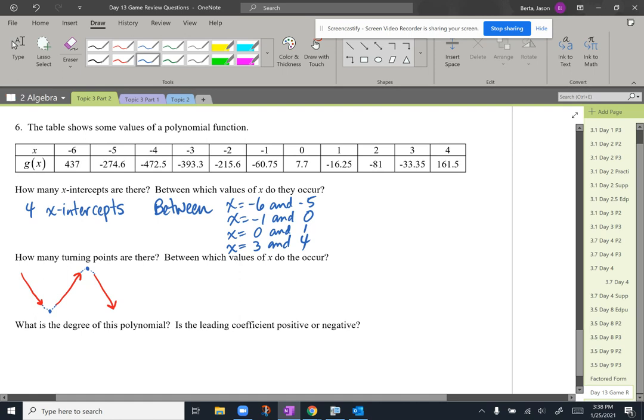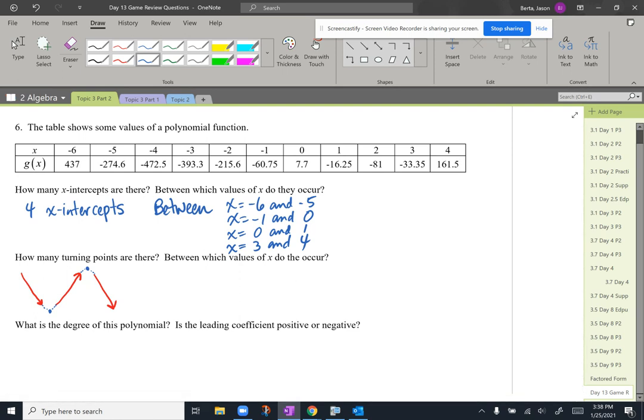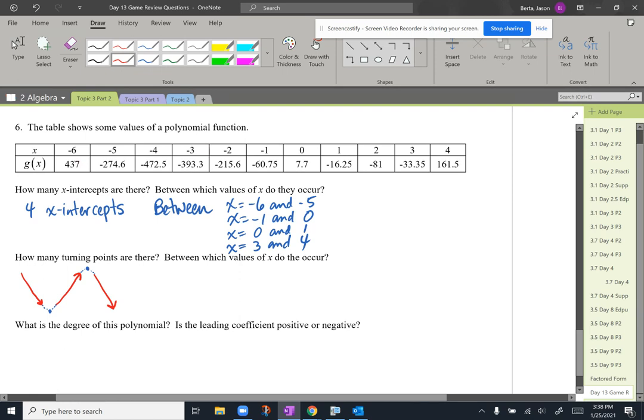So what we're looking for now is not whether or not the output is positive or negative, but whether or not the output is increasing or decreasing. For instance, when the output goes from positive 437 to negative 274, that's a decrease. And it looks like the graph keeps decreasing to negative 472. But then look here, it increases to negative 393, increases again to negative 215, and again to negative 60, and then again to 7.7.